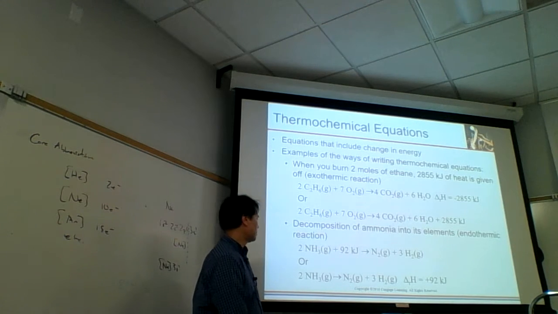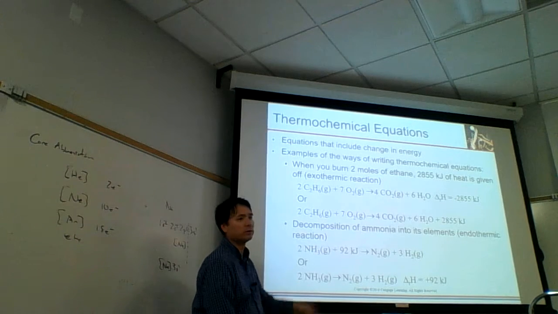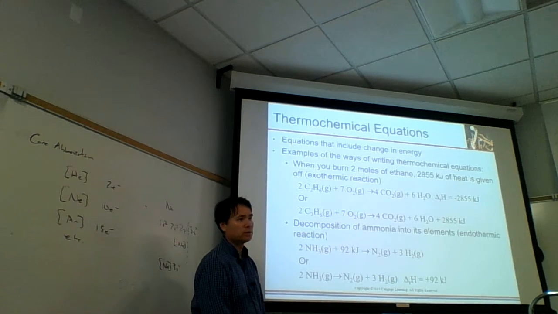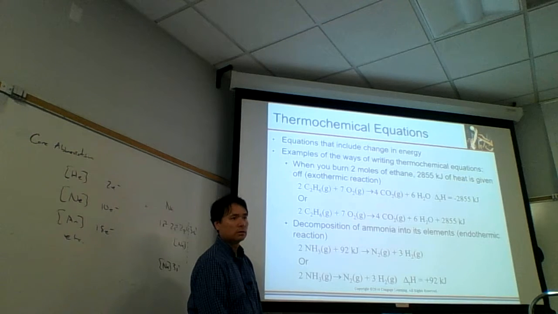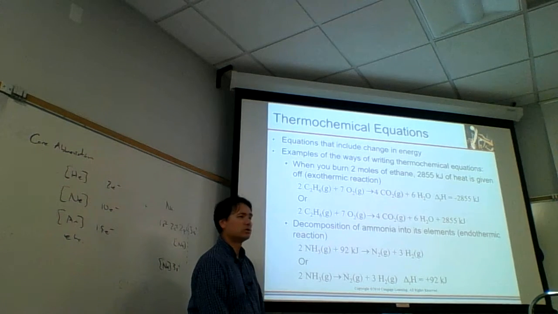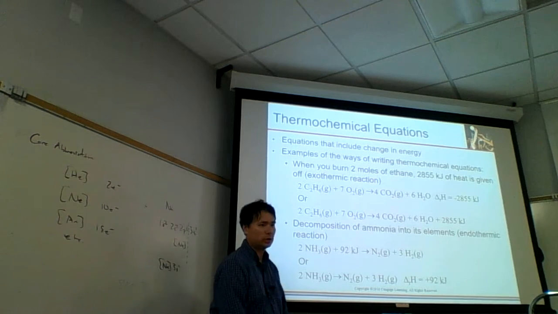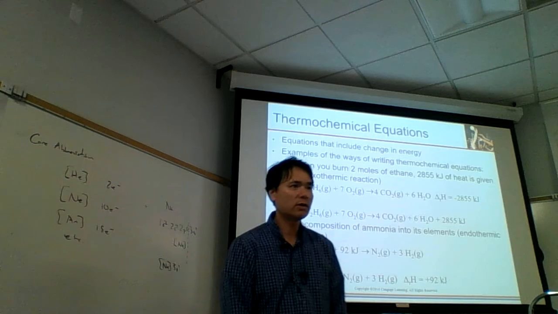So that's if we want to decompose 2 moles. What if we want to decompose 4 moles of ammonia? How much energy would it cost? 2 moles is 92 kilojoules. 4 moles would be double that, so 184 kilojoules. This is pretty much how we use it.